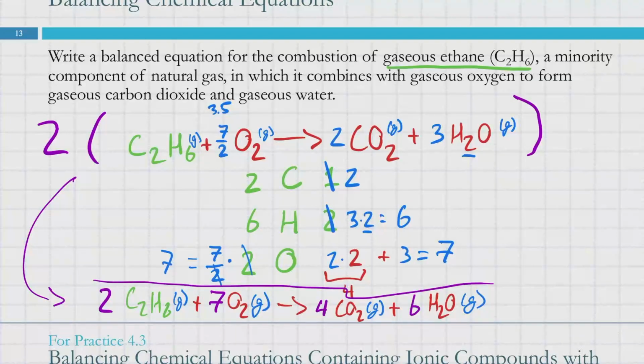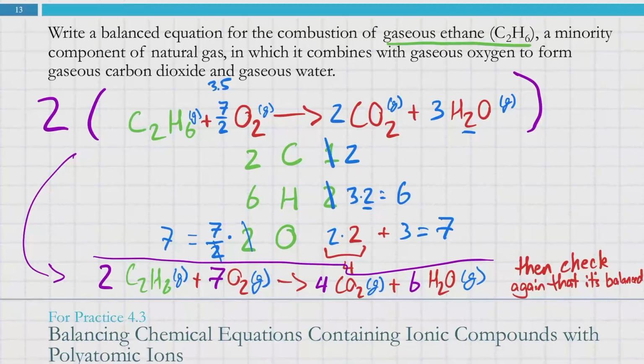And then this is an instance where we would probably want to go back and check. I ran out of room, but we would want to check that we did everything correctly. So then check again that it's balanced.